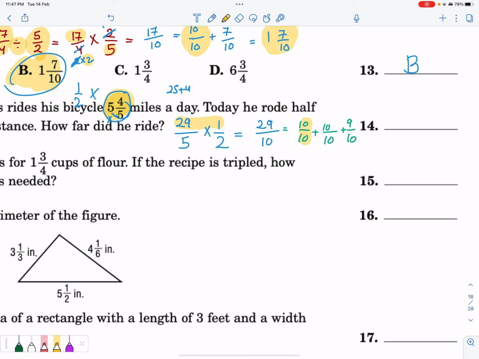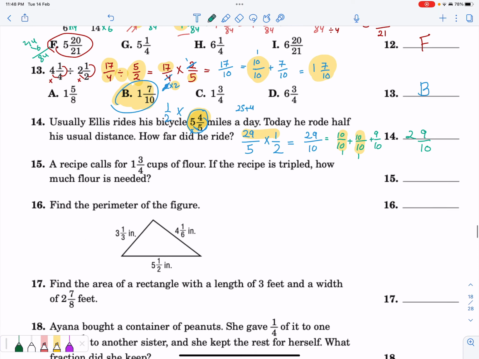So this is equal to 1. This is also a 1. So here 1 and 1 is 2 whole number, and 9 over 10. So 2 and 9 over 10 miles is how much he rode when he rode the half distance.